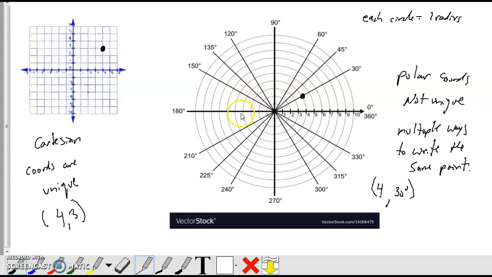Well, what happens if I went around this circle? So I went around 180 and then another 180 and I got to 360 and added another 30 degrees. This point would then be 4 comma 390. So again, notice that I have two ways to write this one point. That's just what it means when I say that it's not unique.